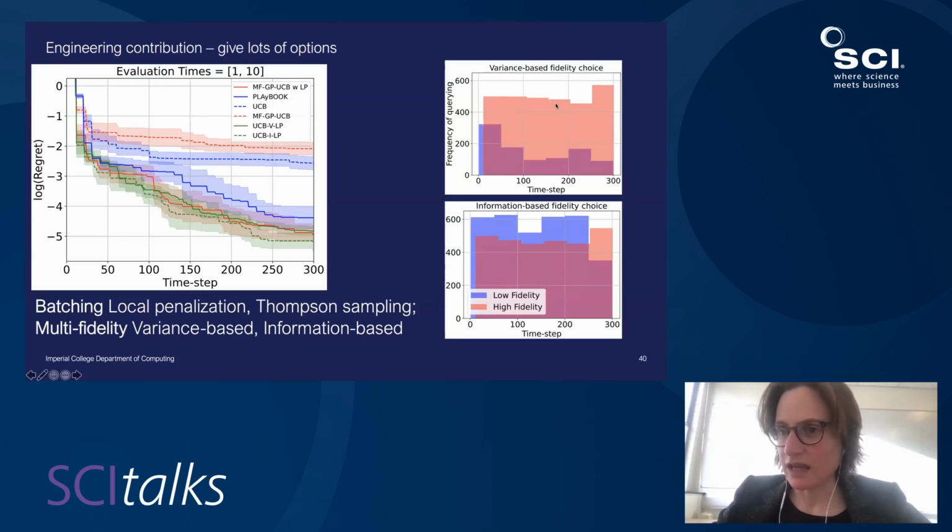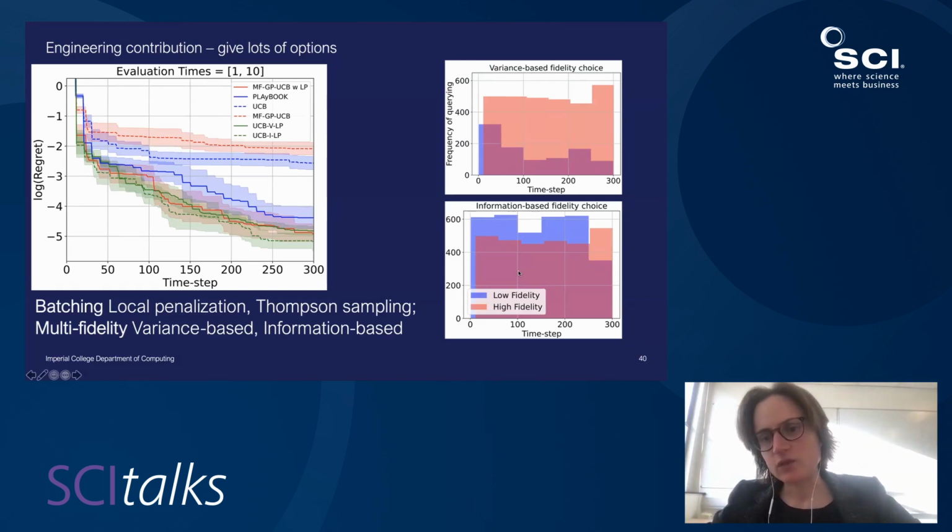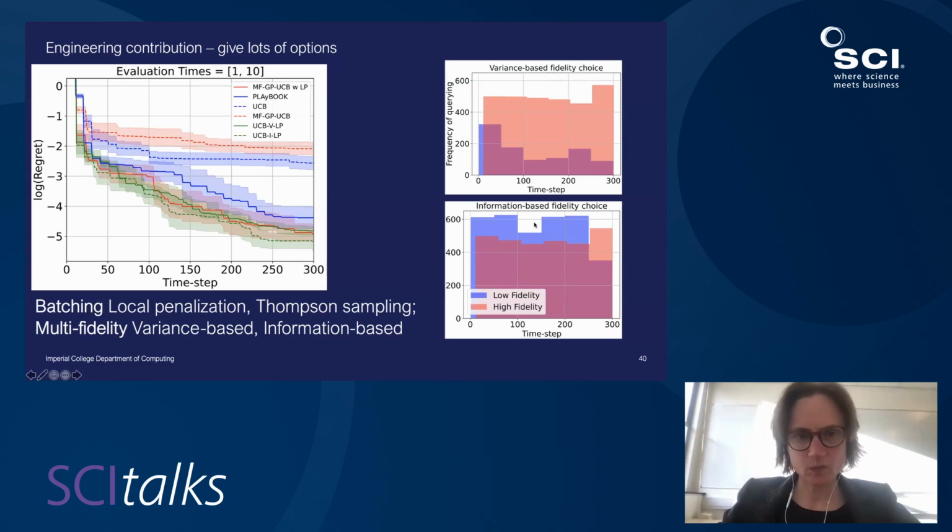And so, just thinking about it from a machine learning point of view, I can combine things based on variance. I can combine things based on information, and I mean in an information theory sort of way. And this will decide how much I'm going to sample my high versus my low fidelity.